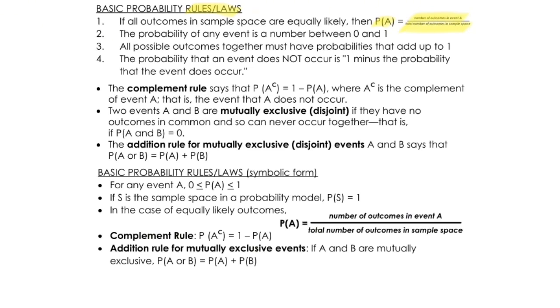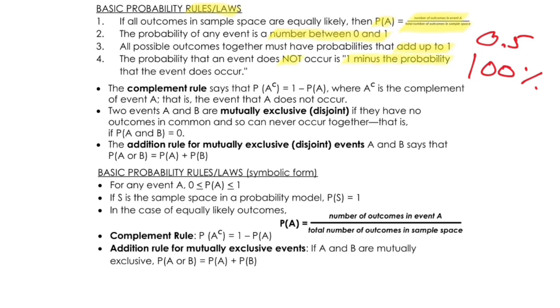Continuing on, number 2, the probability of any event is a number between 0 and 1. It's going to be a decimal number like 0.5 for 50%, and that would be a number between 0 and 1. Number 3, all possible outcomes together must have probabilities that add up to the number 1, because the number 1 represents 100%, and that would be the total number of outcomes. You cannot have more than 100% of total probabilities of various outcomes because it's violating that rule.